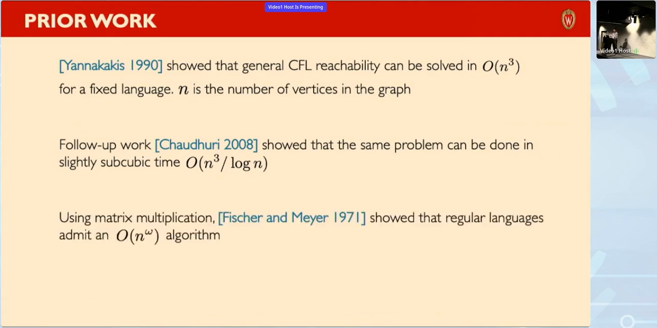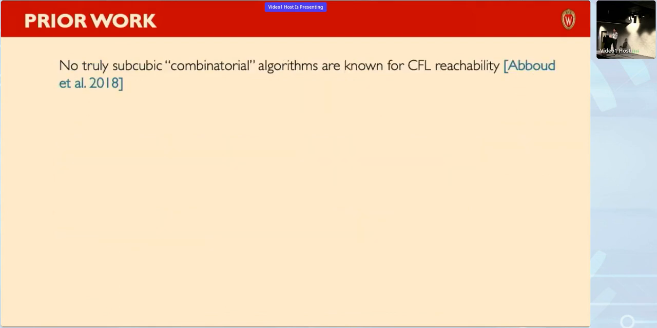And if you want to go truly subcubic, Fischer and Meyer showed that using matrix multiplication, for regular languages, you can get an n to the omega algorithm. Omega here is the exponent for matrix multiplication, and the best value is, I think, 2.37. If you look at these results, one observation is that if you truly want to go subcubic, you have to use fast matrix multiplication. This is not a coincidence. It was shown by Abboud and others that there is no truly subcubic combinatorial algorithm for CFL reachability, which basically means that if you want to go subcubic, you have to use fast matrix multiplication.